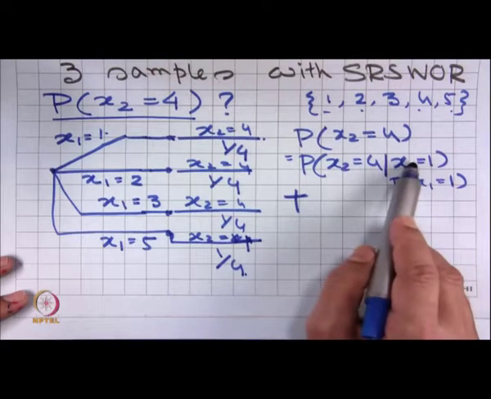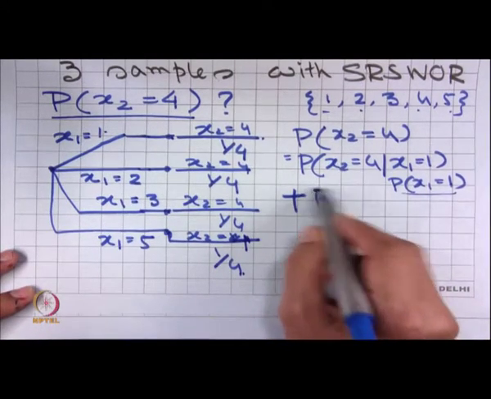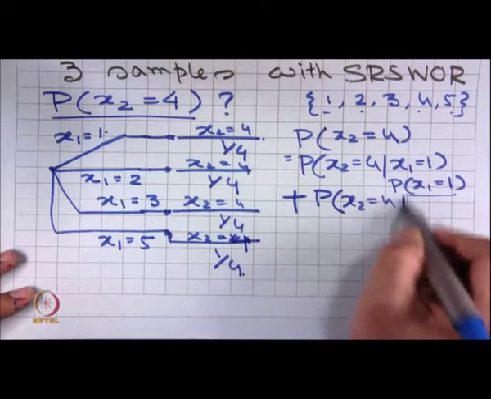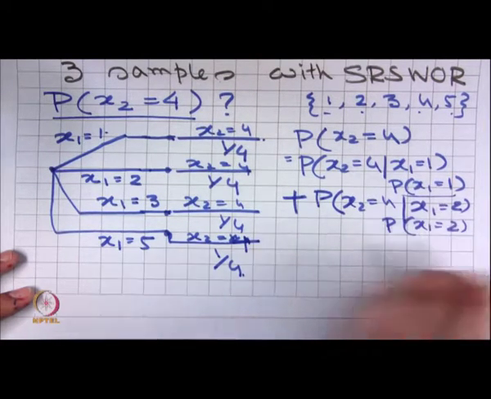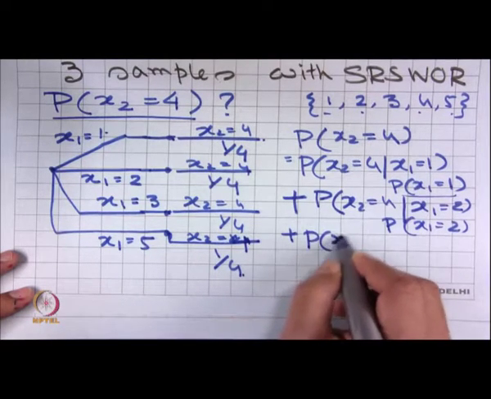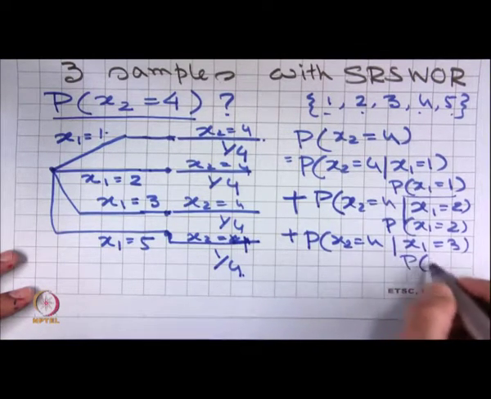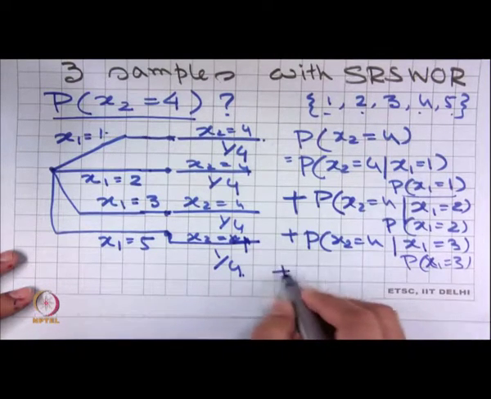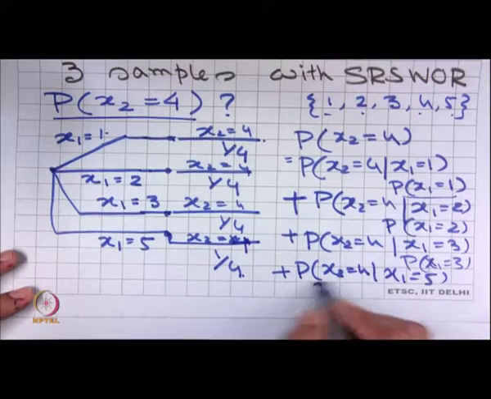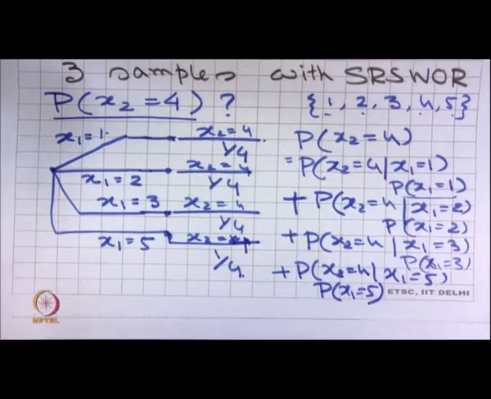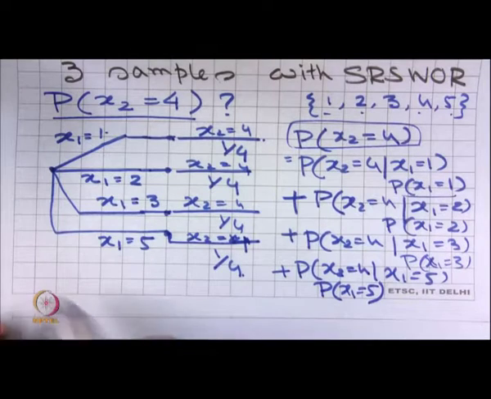the probability the second sample is 4, given that the first sample is 1, multiplied by the probability the first sample is 1, plus probability x 2 is equal to 4 given x 1 is equal to 2 into probability x 1 is equal to 2, plus probability x 2 is equal to 4 given x 1 is equal to 3 into probability x 1 is equal to 3, plus probability x 2 is equal to 4 given x 1 is equal to 5 multiplied by probability x 1 is equal to 5. So, these are the cases that lead to the event x 2 is equal to 4.